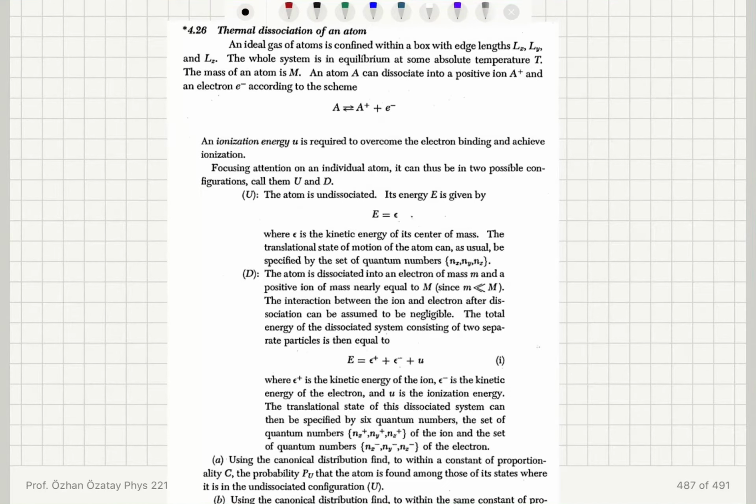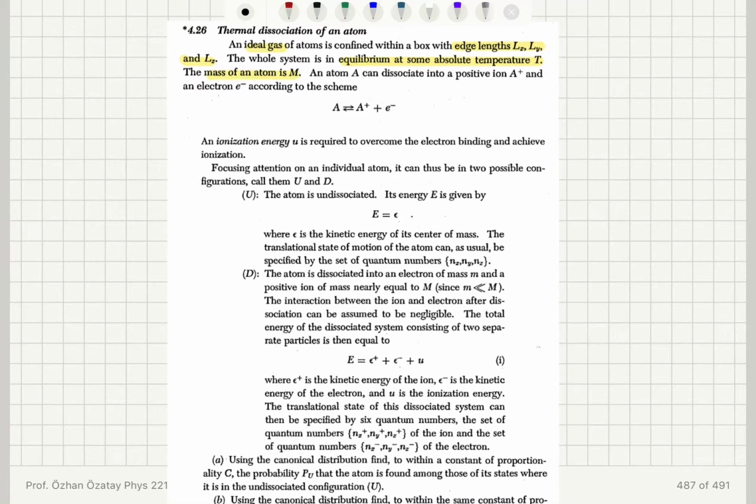Thermal dissociation of an atom. An ideal gas of atoms is confined within a box with edge lengths L_x, L_y, and L_z. The whole system is in equilibrium at absolute temperature T. The mass of an atom is capital M.